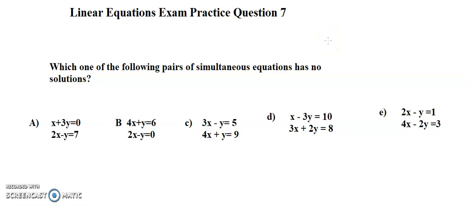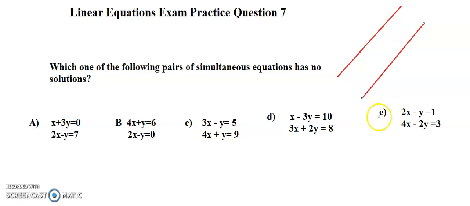Linear equations exam practice question 7. Which one of the following pairs of simultaneous equations has no solution? For it to have no solution, there's only one way, and it is when they are parallel. If we've got parallel lines, they will never meet. Every other line is going to meet in one spot. So we know we're looking for parallel.